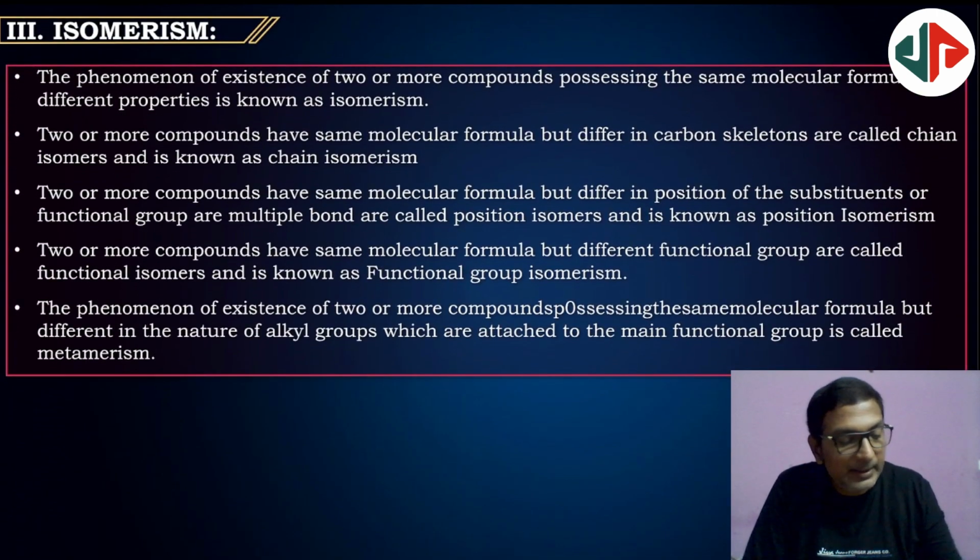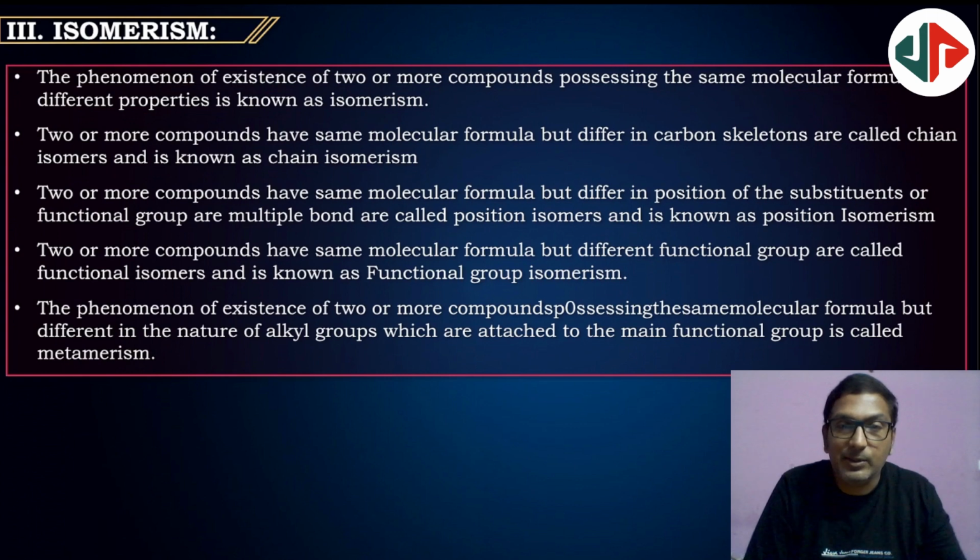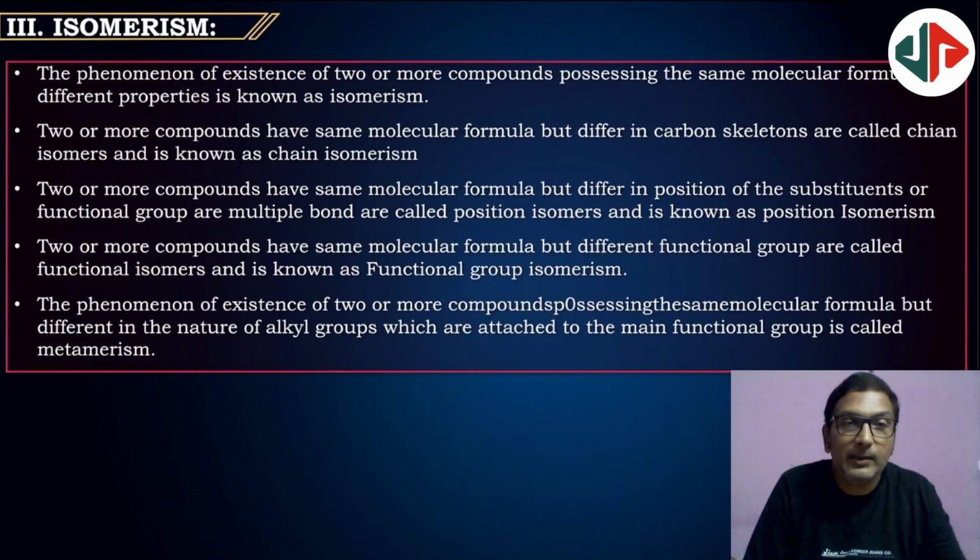Isomerism. What is meant by isomerism? The phenomenon of existence of two or more compounds possessing the same molecular formula but different properties are known as isomers, and the phenomenon is isomerism. Compounds are isomers and the phenomenon is isomerism. Okay, next.